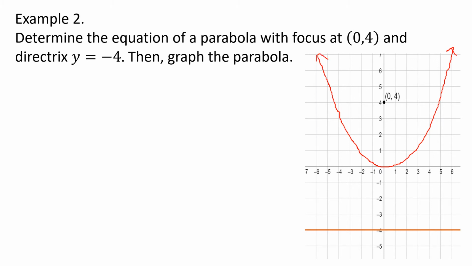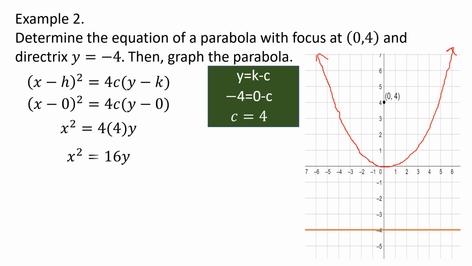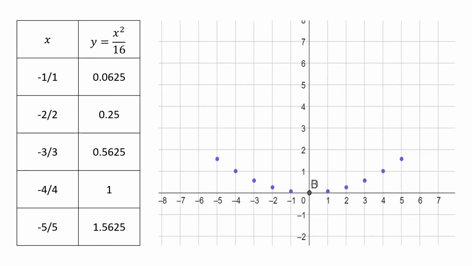Okay, next, since we know the equation, we are going to use x minus h squared equals 4c times the quantity of y minus k, and solving for c we get c equals 4, and substituting this into our equation we have x squared equals 4 times 4 times y, and simplifying, we have x squared equals 16y. Changing this into general form, we have x squared minus 16y equals 0.